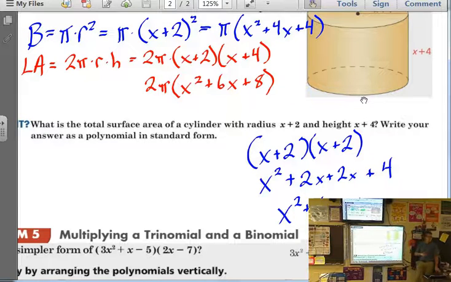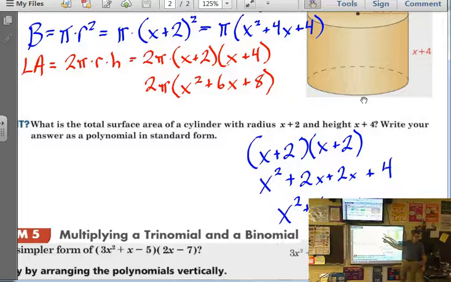Here's the other trick with foiling. Similar to when we square things, and you should see this as we do more and more of these, I just multiply, add. Now, if your first values are the same variable, all I have to do is add these together and put it on the variable for your outer and your inner.